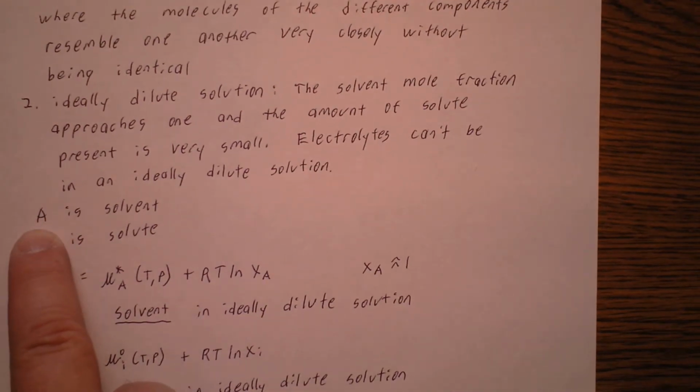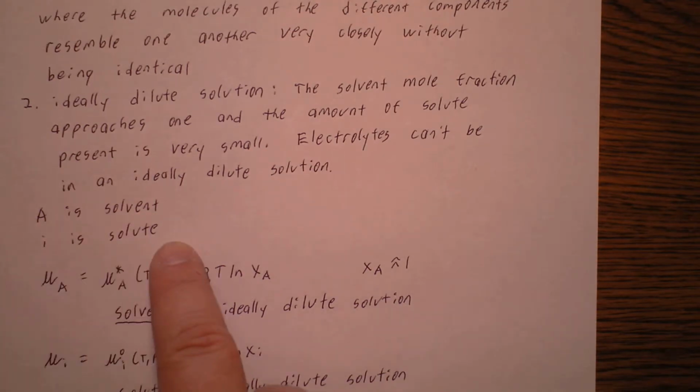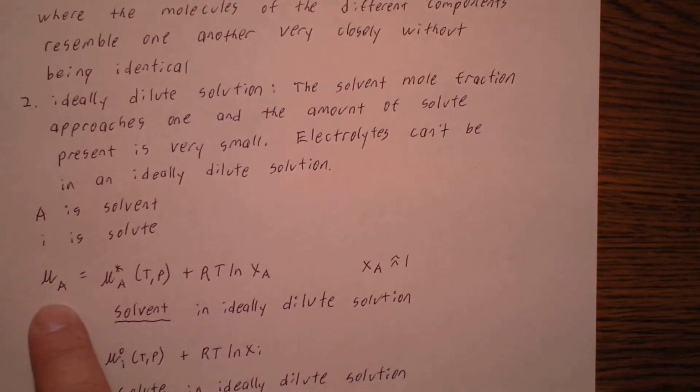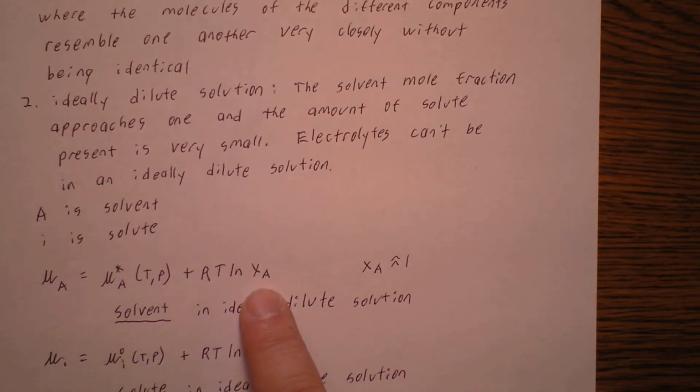Now in this nomenclature, we're going to use capital A to mean the solvent and lowercase i to mean the solute. So we're going to talk about the chemical potential, mu sub A. That's going to be mu sub A star. Remember, star means pure substance at whatever temperature and pressure, plus the gas constant R times the absolute temperature times the natural log of the mole fraction of the solvent A.